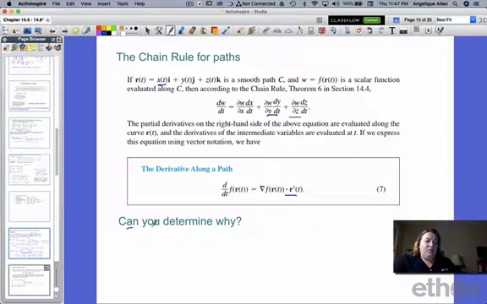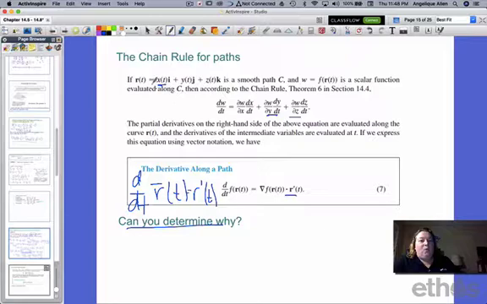Can you determine why the derivative of this involves the chain rule? Well, it's not just d/dt of r of t. That's not what we just did. That would just be r prime of t. But when we have a function, so it says if this vector valued function is a smooth path and w is a function of this vector valued function, a function of a function requires a chain rule now, doesn't it? That's why we have to apply the chain rule here, because we have a function plugged into a function.